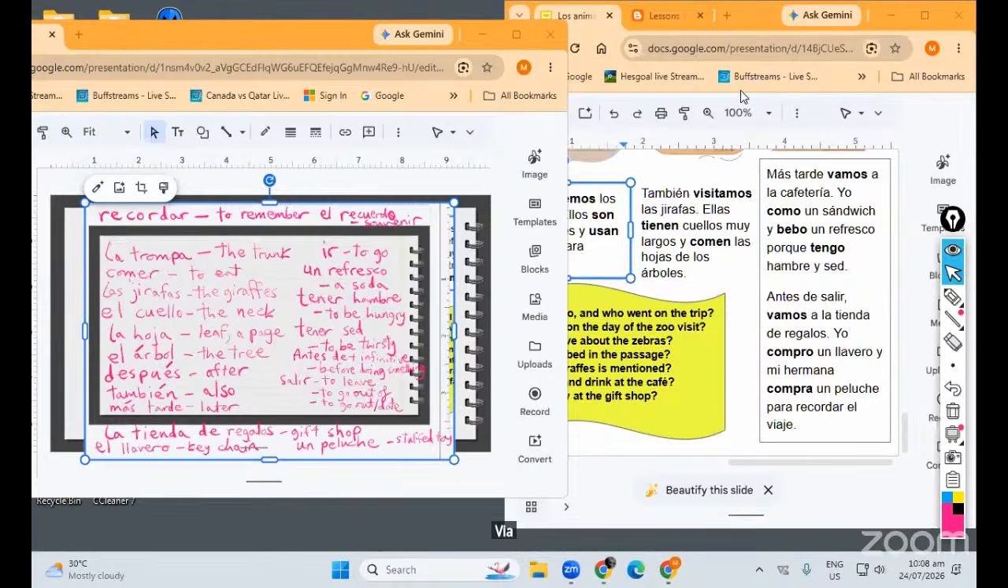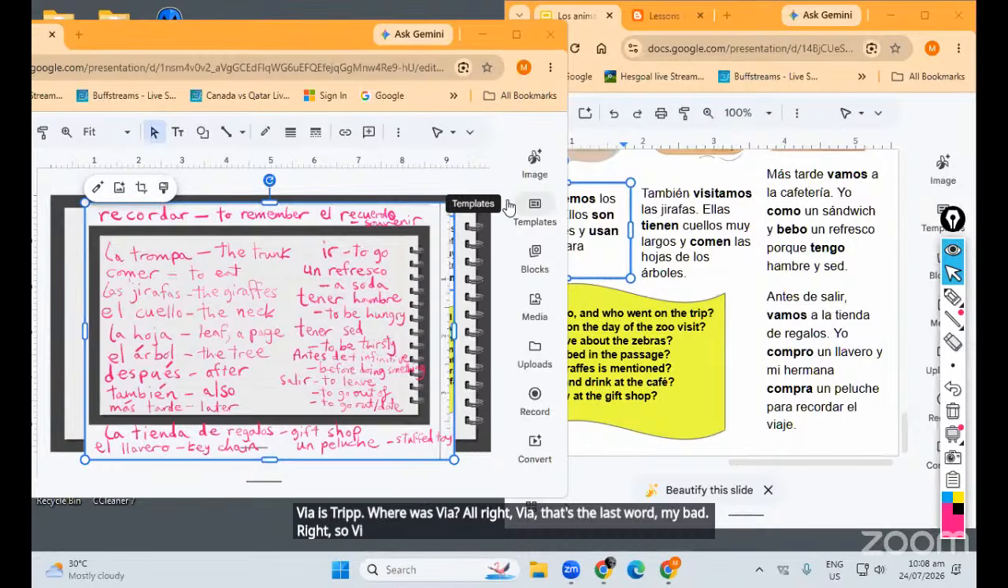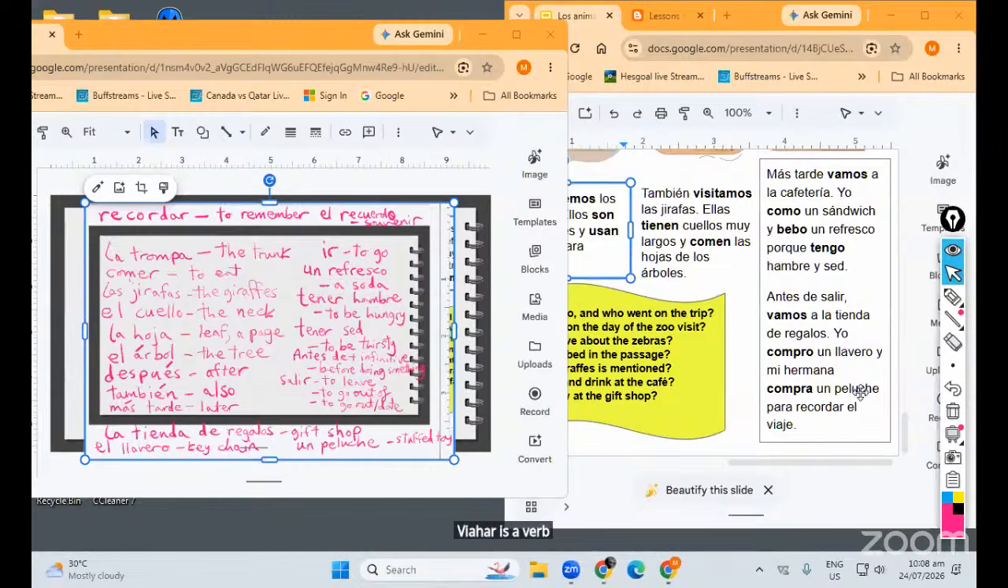Viaje is trip. Where was viaje? Oh, right, el viaje, that's the last word, my bad. So viaje is trip or travel. Viajar is the verb to travel. The vamos part. Okay, so that's the top sentence of this last section. Más tarde, that part, or the antes de salir part? Probably the antes de salir part. Before leaving, we go to the gift shop.